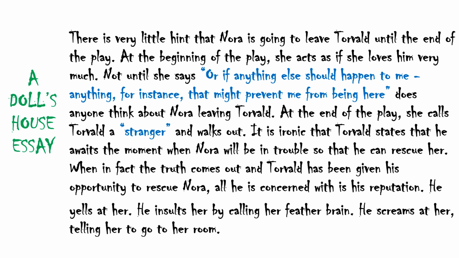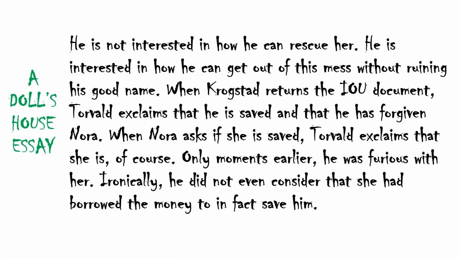It is ironic that Torvald states that he awaits the moment when Nora will be in trouble so that he can rescue her, when in fact the truth comes out and Torvald has been given his opportunity to rescue Nora. All he is concerned with is his reputation. He yells at her, he insults her by calling her feather brain. He screams at her, telling her to go to her room. Now, he is not interested in how he can rescue her. He is interested in how he can get out of this mess without ruining his good name.